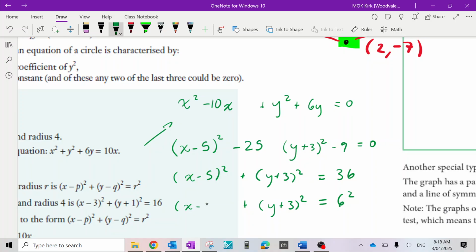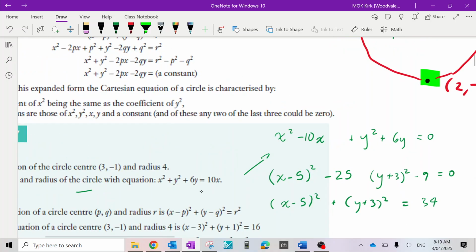Where'd you get 36 from? I added 25 and I added 9 to the other side. 34. It is 34. Thank you very much. It is 34, so you just leave it like that. Don't worry about that part there.